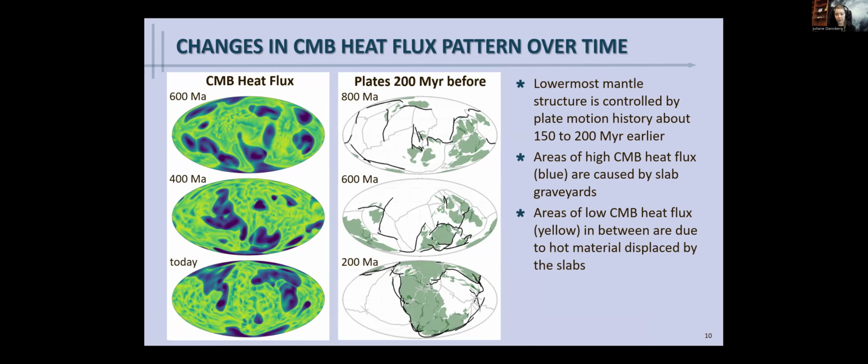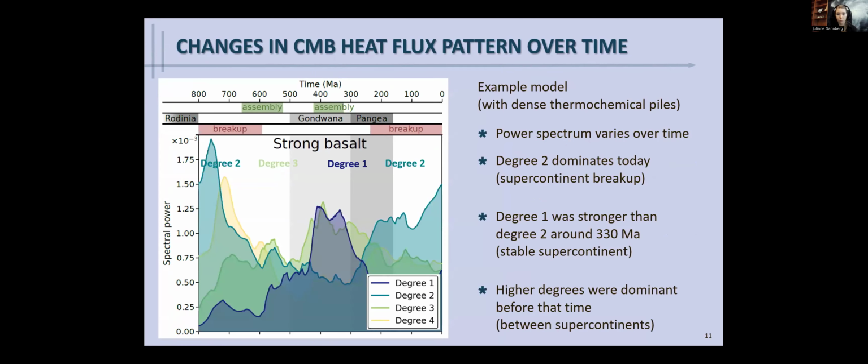And we can look at this more quantitatively by computing a power spectrum of our heat flux pattern throughout time. That's what we see here. The x-axis is the time, going forward in time towards the right. And then the different colors are the powers of the first 4 spherical harmonic degrees of the heat flux pattern. The dark blue is degree 1. That means we would have one hot hemisphere and one cold hemisphere.